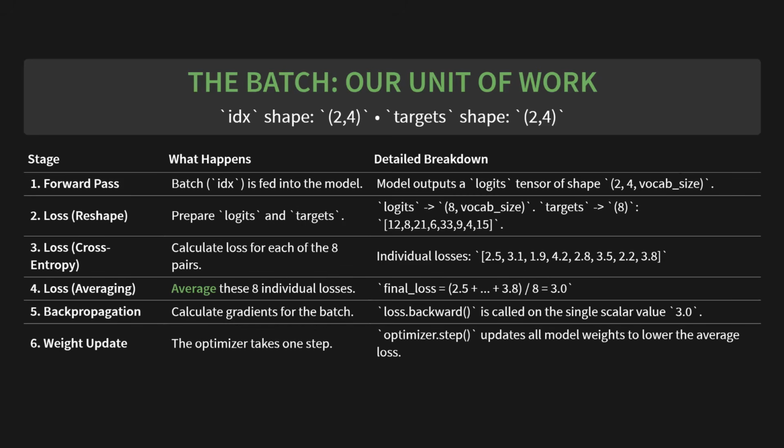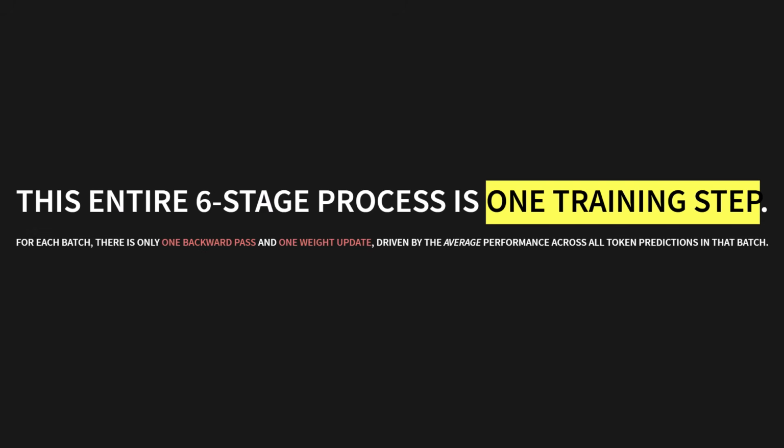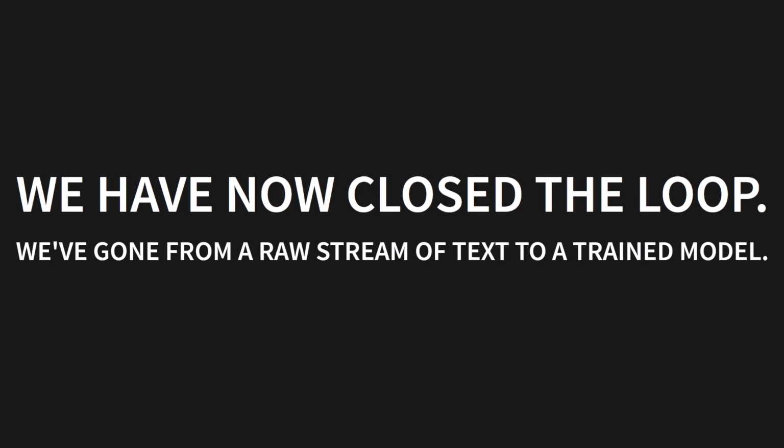And finally, stage 6, the weight update. The optimizer takes one step. optimizer.step updates all the model weights, nudging them in a direction that would have made that average loss of 3.0 a little bit lower. This entire 6-stage process is one training step. For each batch, there is only one backward pass and one weight update, and it's all driven by the average performance across all the token predictions in that batch. We have now closed the loop. We've gone from a raw stream of text to a trained model.